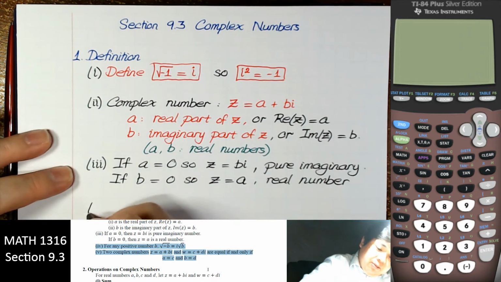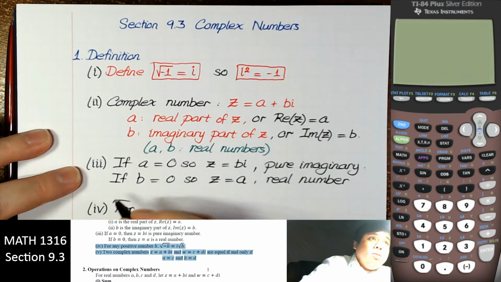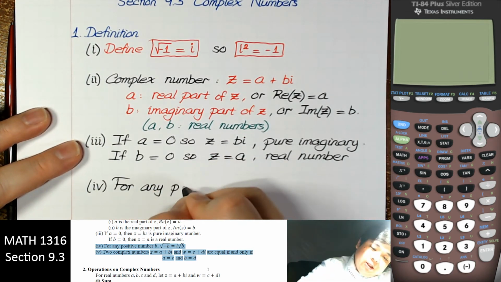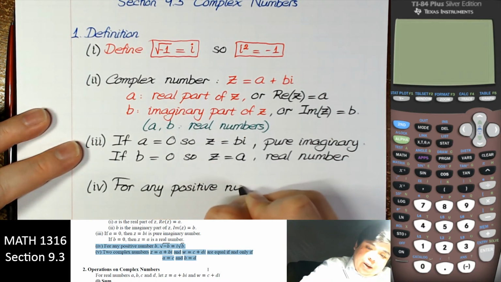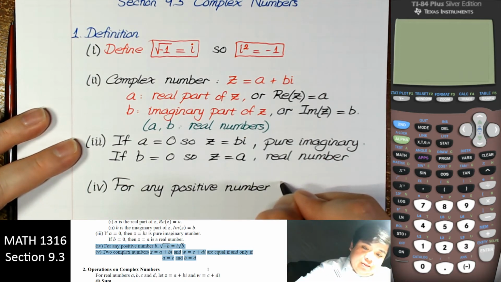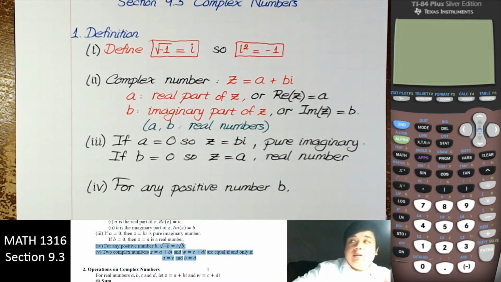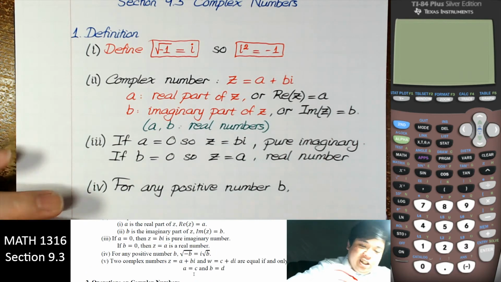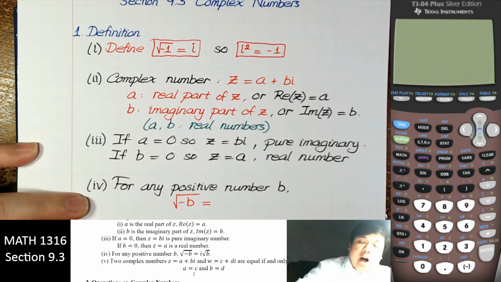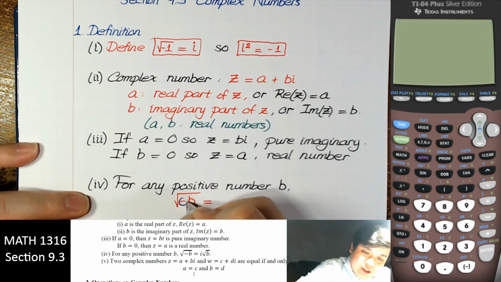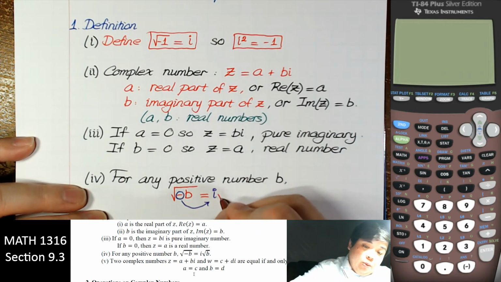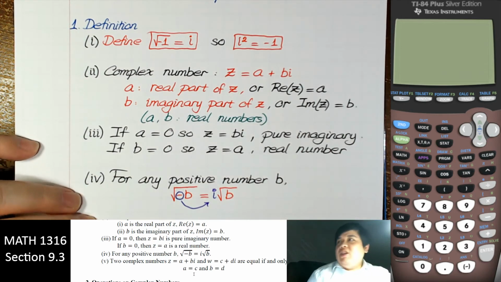For any positive number b, so b is positive, the negative square root of -b equals: first, if we have a negative inside the square root, that will be the imaginary i on the outside, and we will remain to have the square root of b. So just that.